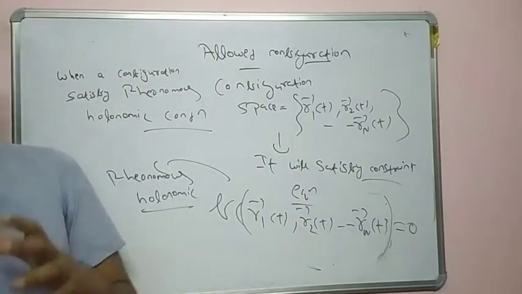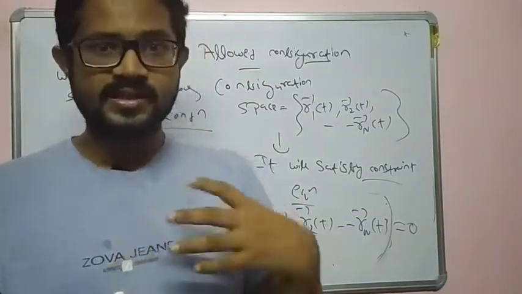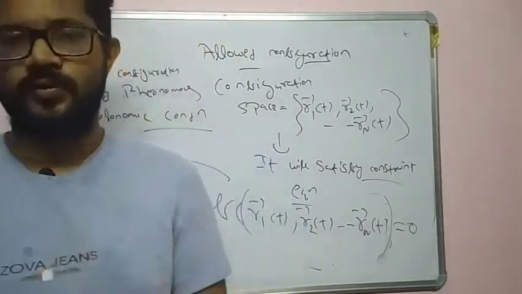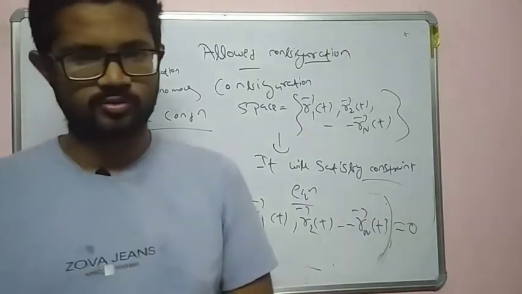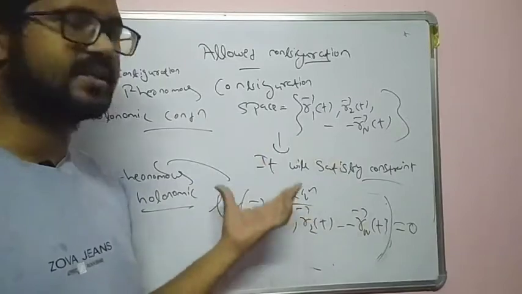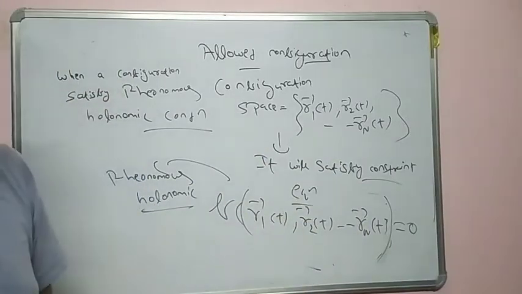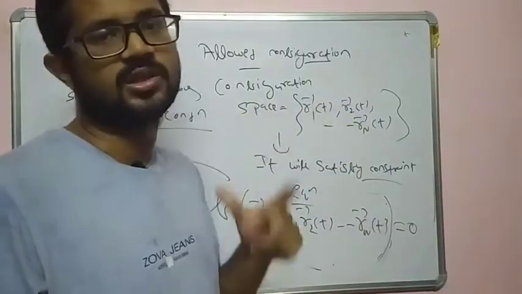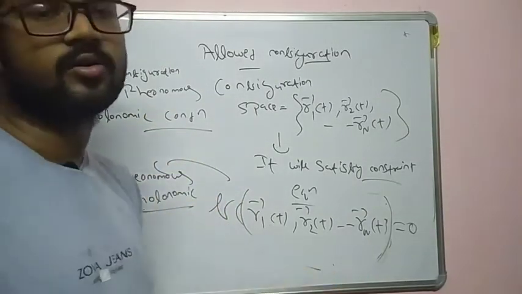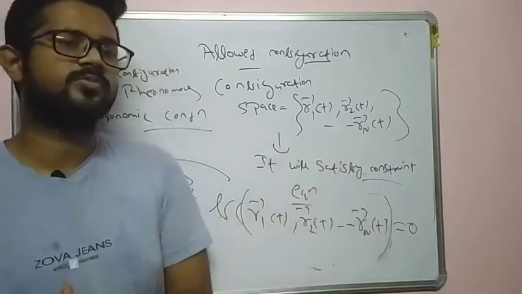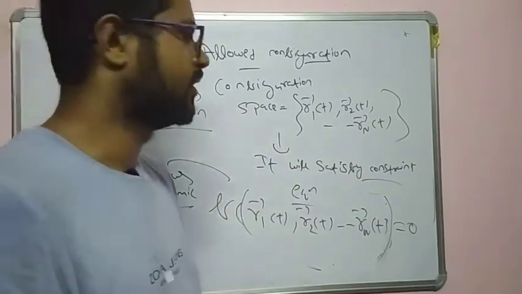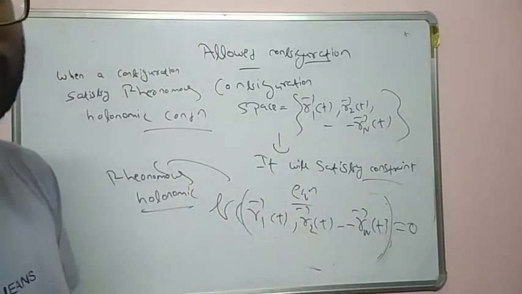That means if you have a configuration space, how can we check whether it is an allowed configuration or not? Simply find the constraint equation, which is the holonomic constraint equation. If it contains time, then it is rheonomous holonomic, and that configuration is called an allowed configuration. In most cases you will get the allowed configuration, because in most cases the constraint equation is holonomic, as I have already mentioned.